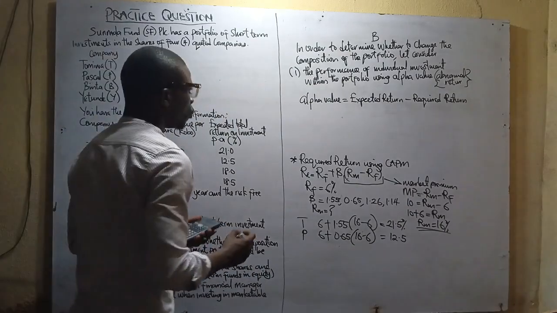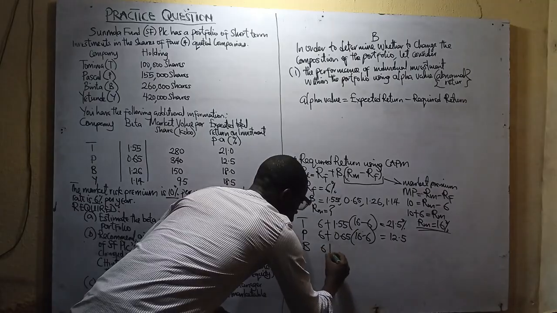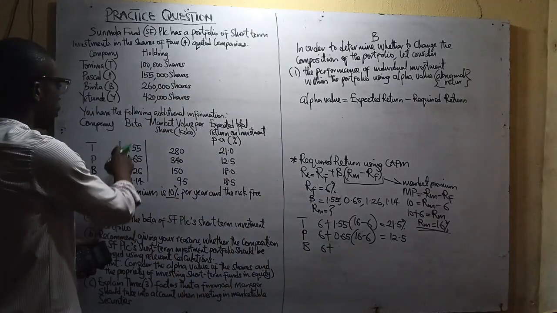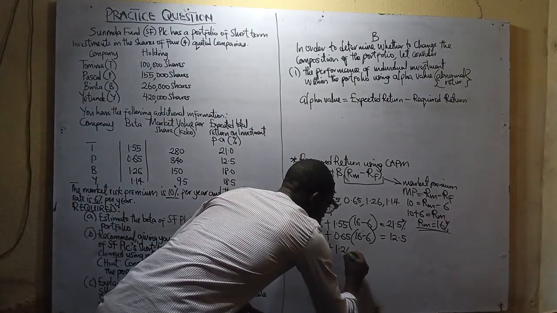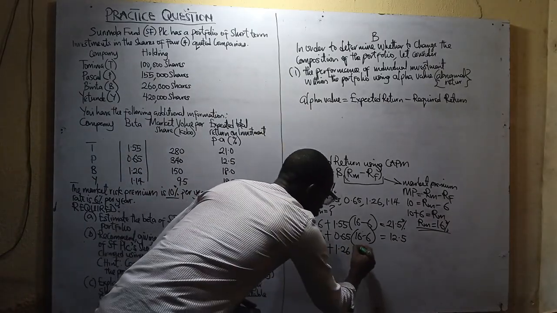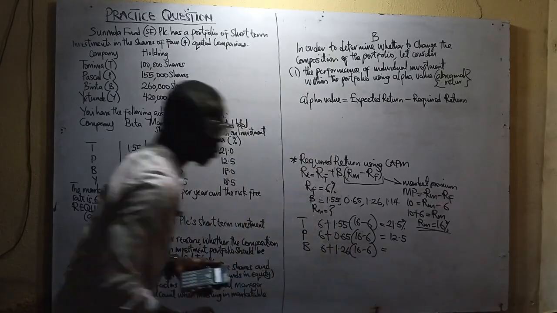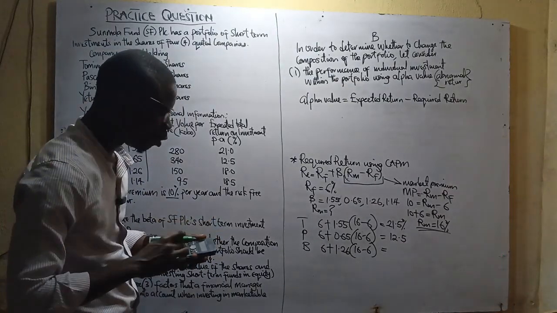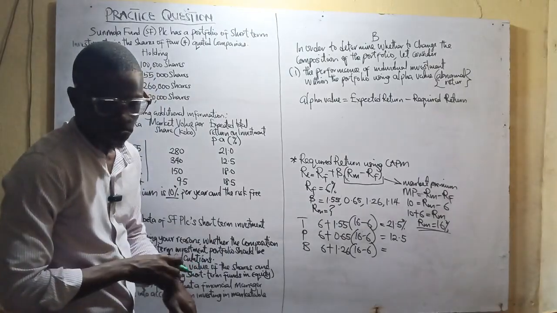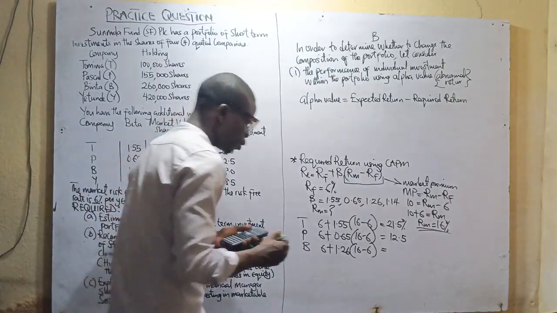To give us 12.5. So let's calculate our B, which is beta. We have 6. What's our beta value? We have 1.26 times the bracket, 16 minus 6. It's going to give us what? It's going to give us 18.6.